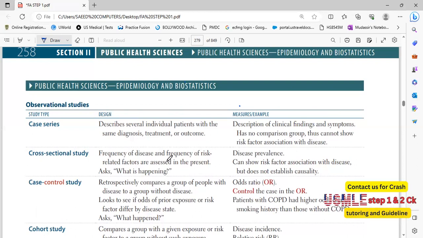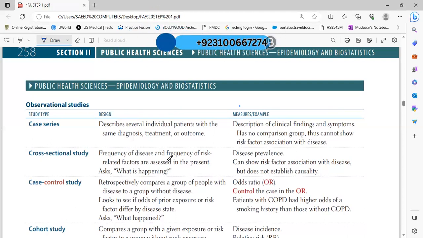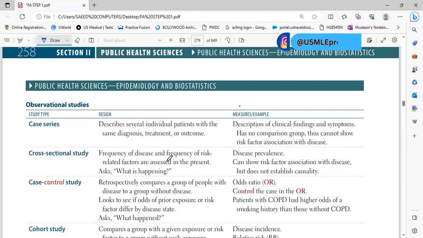You are just giving the description of your study. Here, description of clinical findings and symptoms has no comparison group, thus can't show risk factor association with disease. So here there is no control group. You will just define your disease. For example, a COVID case comes, you will just say these are the signs and symptoms of COVID. It affects this population, these ages of population. So you are describing some disease.